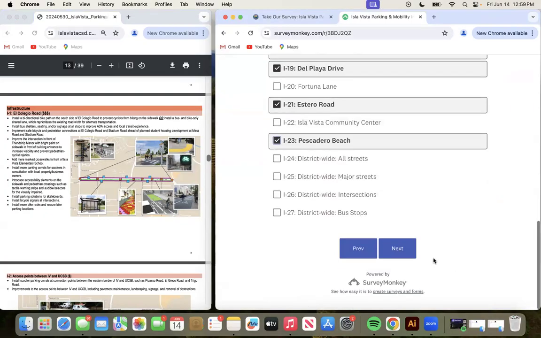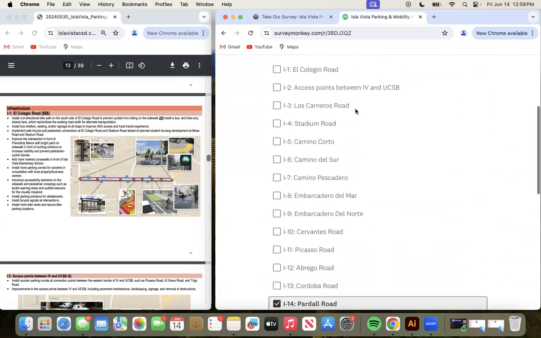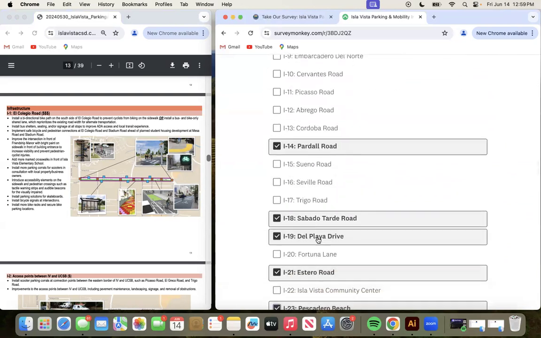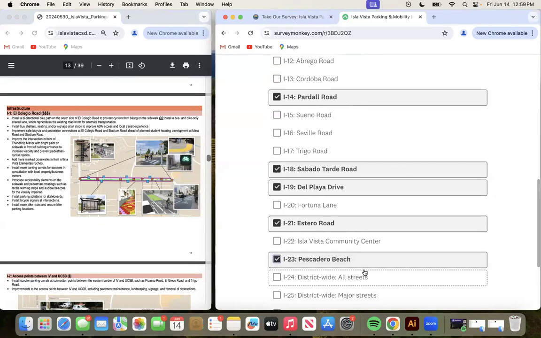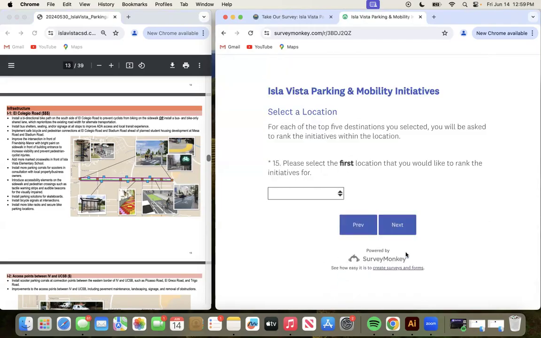arbitrary locations. And once you've picked your top 5 locations, you will now be answering some more questions about the initiatives that are proposed at each location. So don't worry, we'll be getting into more detail next. So just choose your top 5 locations that you would like to see mobility improvements at, and then move on to the next section of the survey, where we'll be going more in depth.